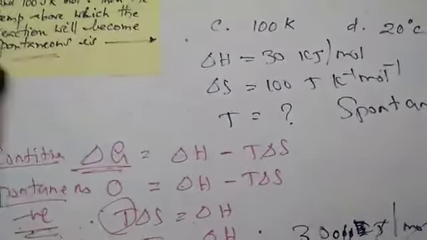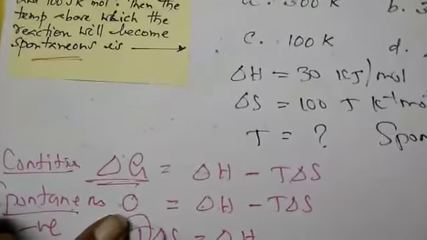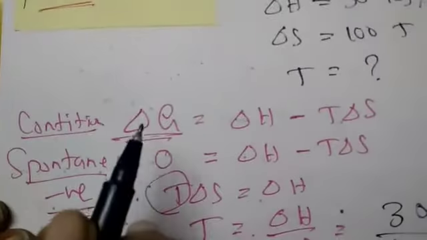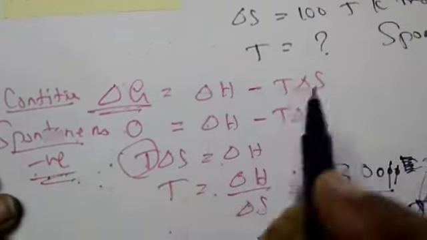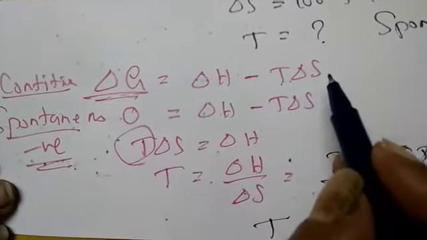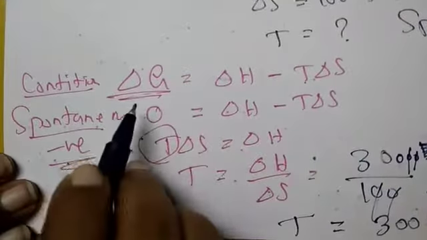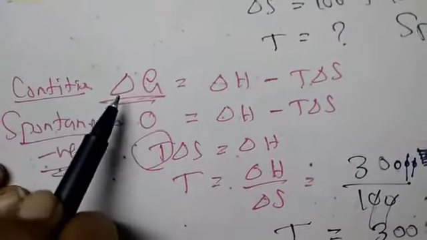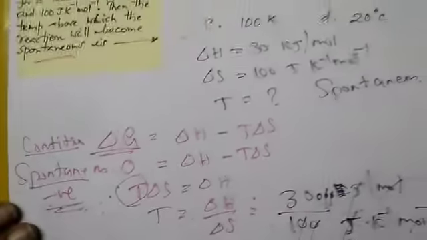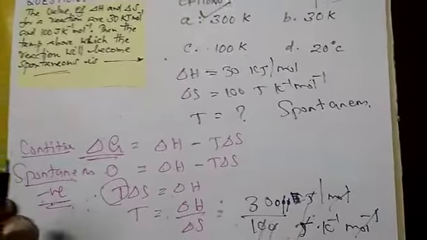Again I am repeating, for spontaneity keep it as 0, bring it to the other side. Delta G is the change in Gibbs free energy, delta H is the change in enthalpy, and delta S is the change in entropy. Conditions for spontaneity, you might know, delta G, the Gibbs free energy, should always be negative. Keep it in mind. Thank you children.